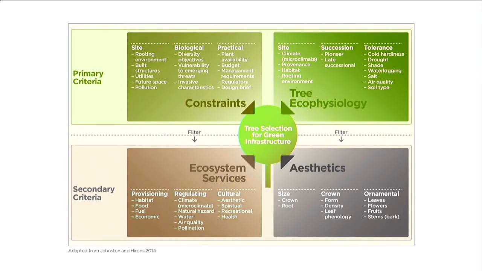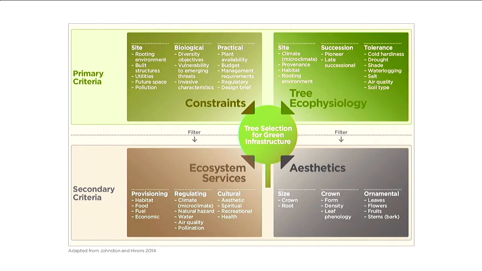One of the things that we emphasize is that tree selection, for me at least, has primary criteria that you really need to engage with and get right. I've divided those into constraints and tree ecophysiology. The constraints are things related to the site, the rooting environment, the built structures, utilities underground, and so on. The biological constraints might be the diversity of species, invasive characteristics, practical constraints, budget.